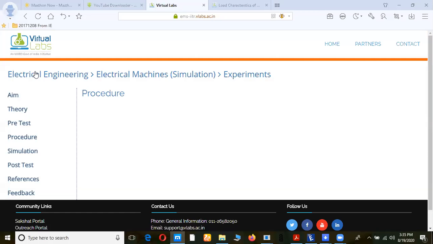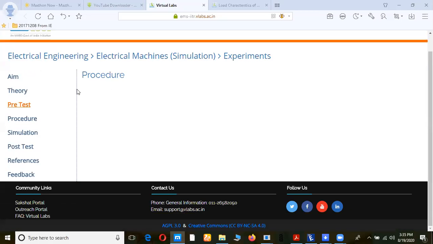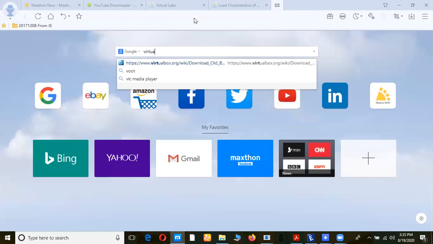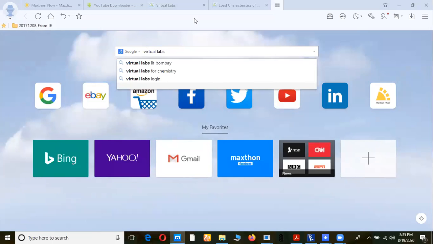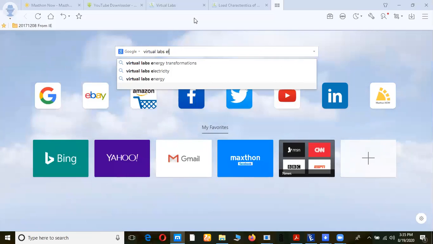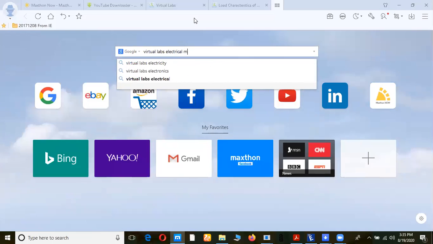We just go to our virtual laboratory, which is developed by IIT Roorkee, and there we can find the electrical machines laboratory. I will open it for you. So how to open this, right? Virtual labs, electrical machines.